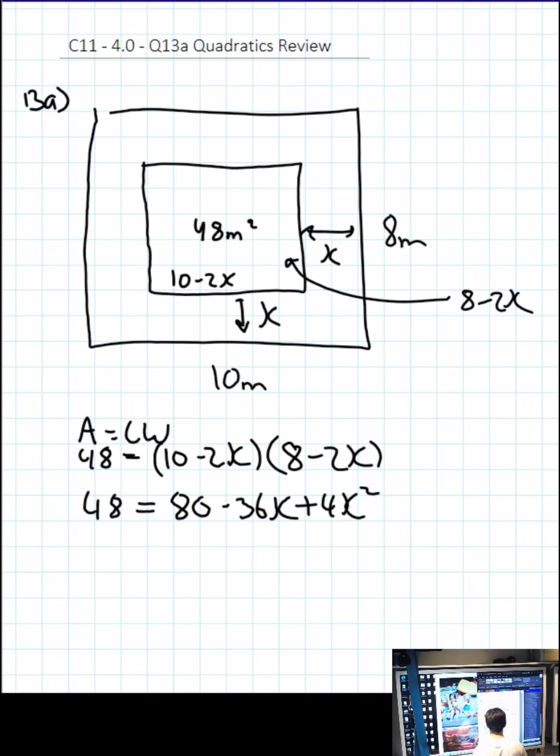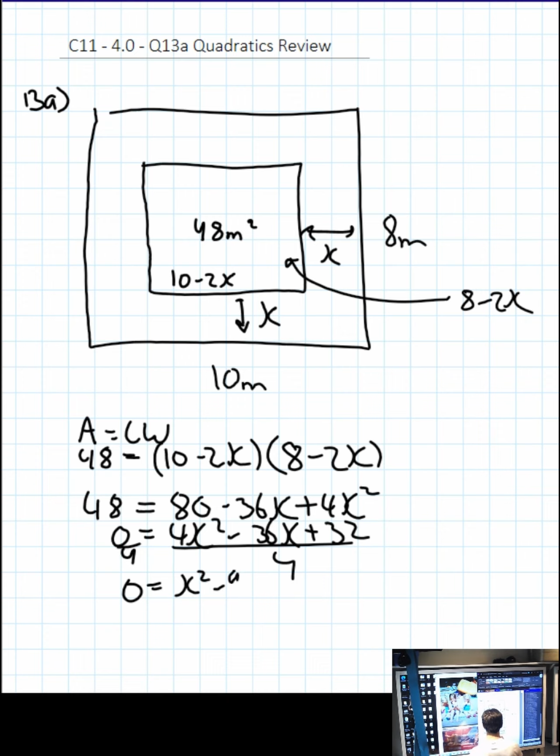Let's get it equal to 0 and rearrange the order of the terms at the same time. 0 equals 4x squared minus 36x, and 80 minus 48 is 32. Good, so we can start by dividing both sides by 4. So 0 equals x squared minus 9x plus 8. Without skipping any more lines, factor it: x minus 8, x minus 1. Therefore, x equals 8.